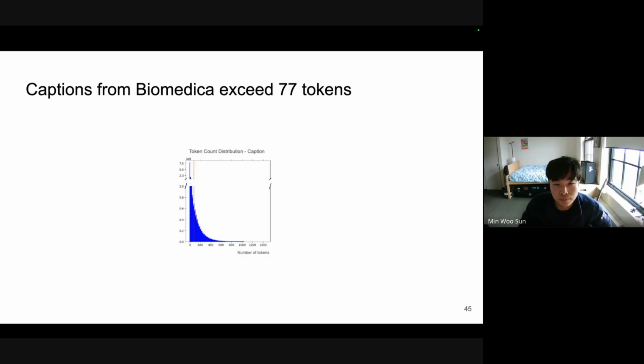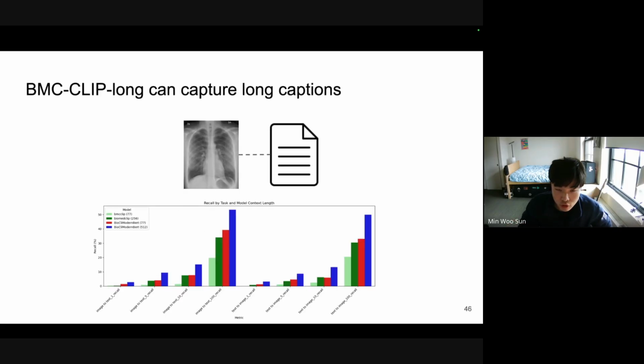And so during training, we extended this context length in different amounts. And we see a much stronger performance when we look at real-world retrieval tasks like retrieving radiology images and radiology reports, where the report tends to have text that goes way beyond 77 tokens. It's typically 100 to 500 tokens long. And in these cases, increasing this context length during training really helped us a lot.